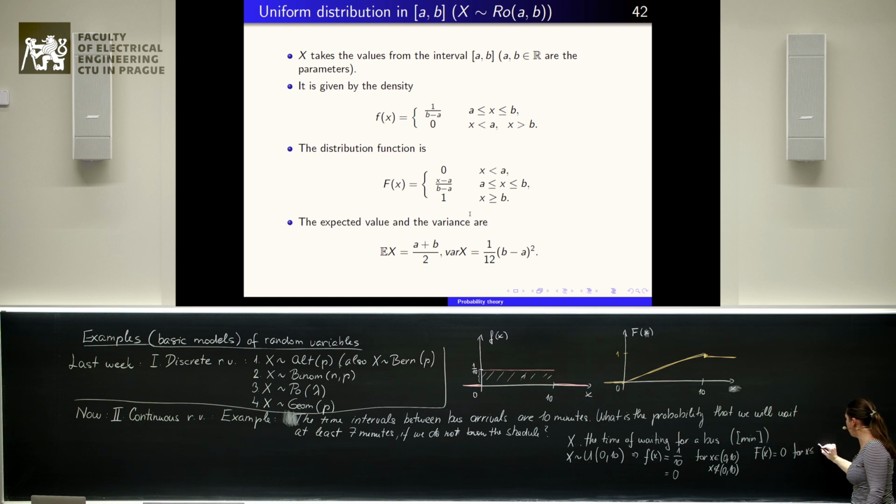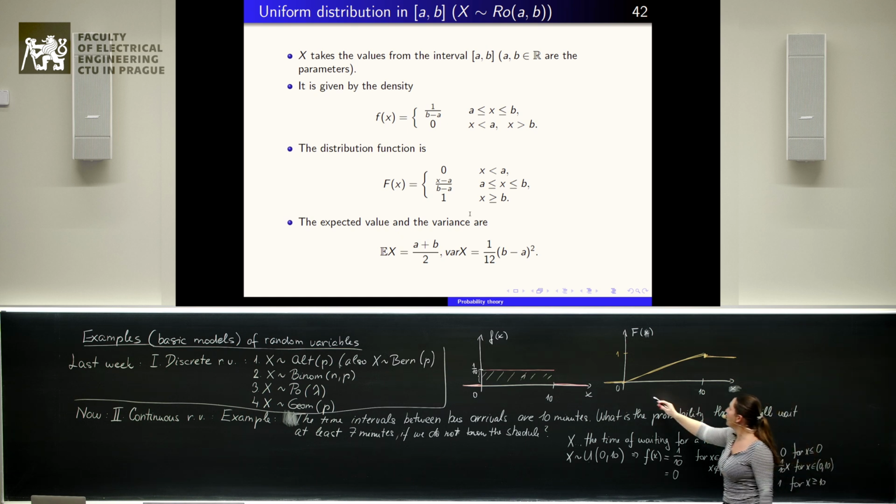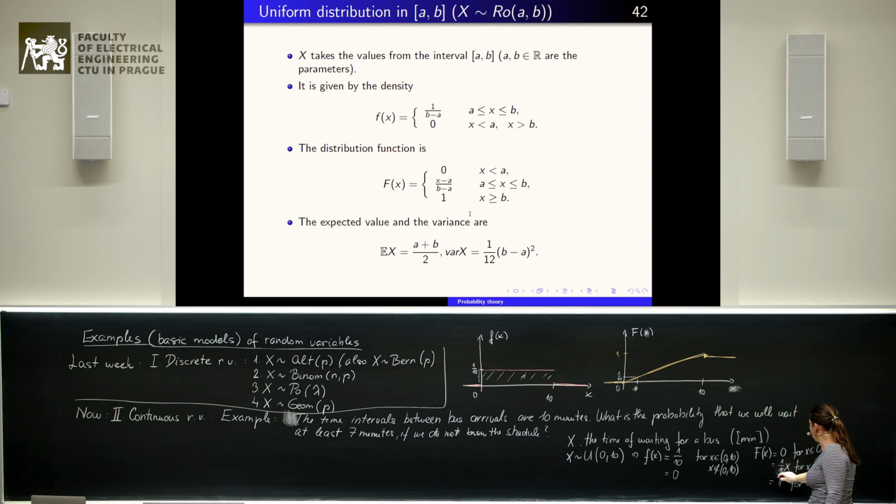The distribution function is equal to 0 for x less or equal to 0. It is equal to 1 for x greater or equal to 10, and it is equal to 1 over 10 times x for x from 0 to 10. Because it is increasing, it is a linear function, increasing linear function, and on the length 1 on the x-axis, the growth is equal to 1 over 10. So this is the idea of this constant.